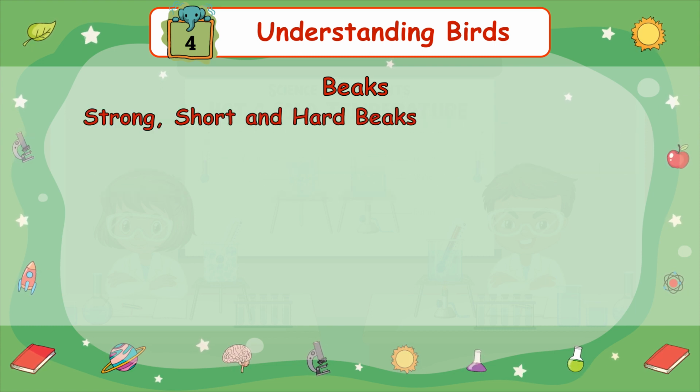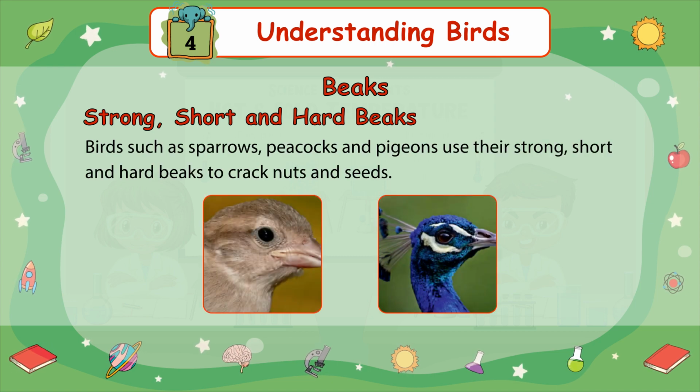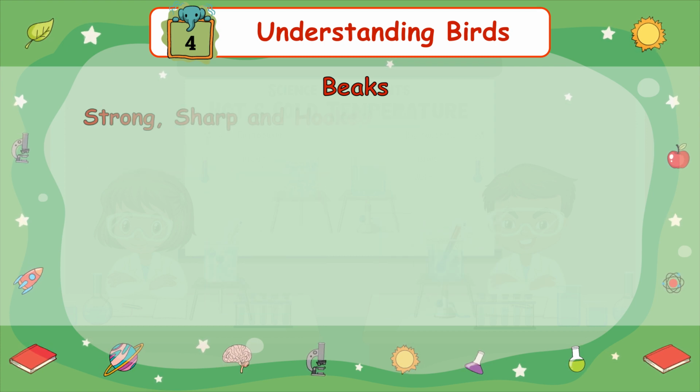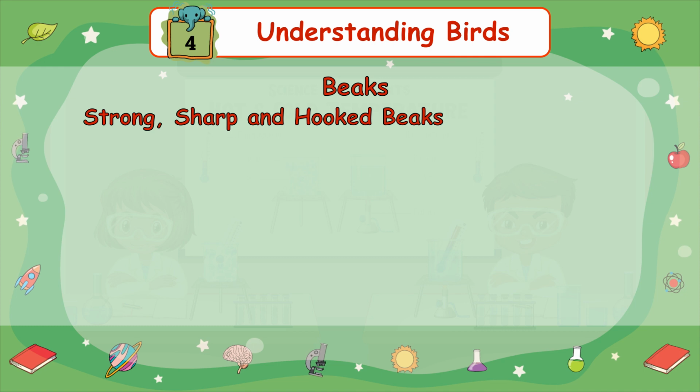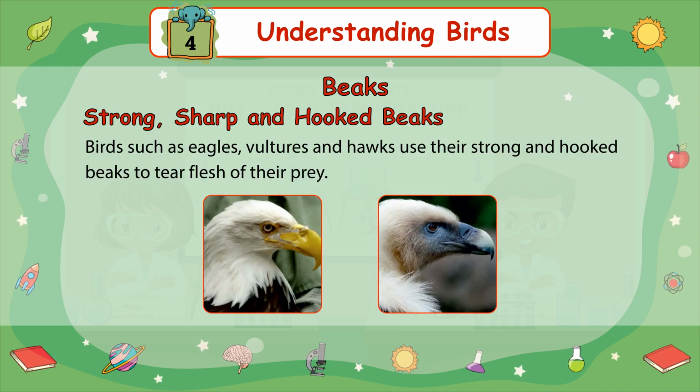Short, strong, and hard beaks. Birds such as sparrows, peacocks, and pigeons use their strong, short, and hard beaks to crack nuts and seeds. Strong, sharp, and hooked beaks. Birds such as eagles, vultures, and hawks use their strong and hooked beaks to tear flesh from their prey.